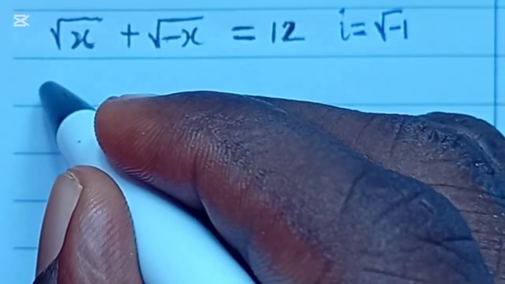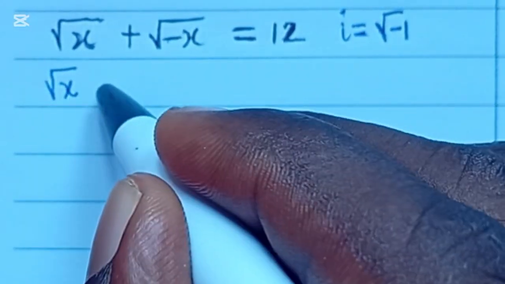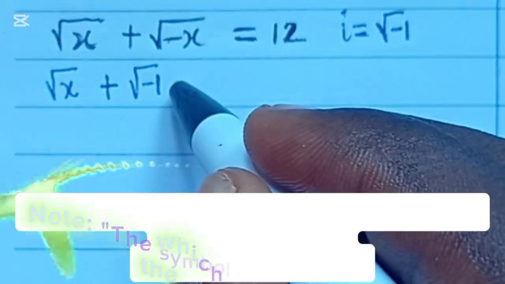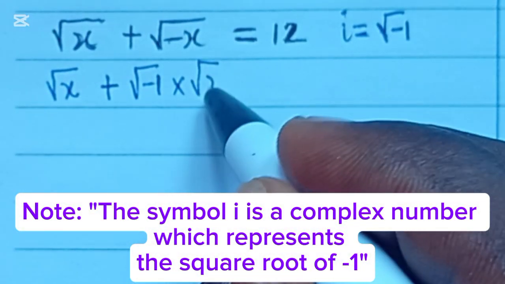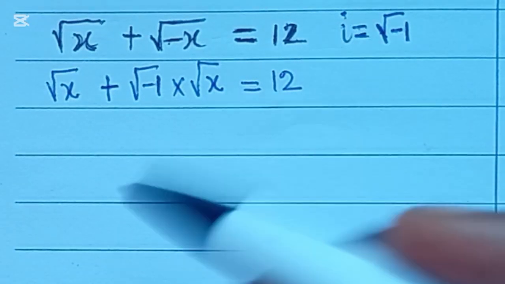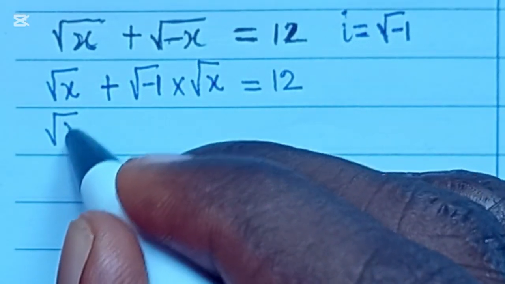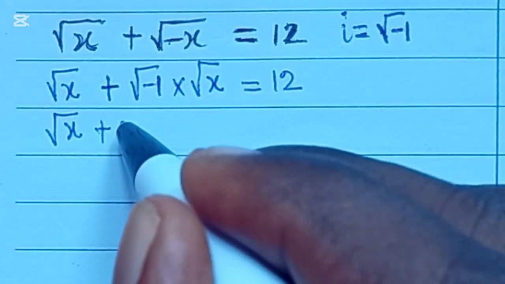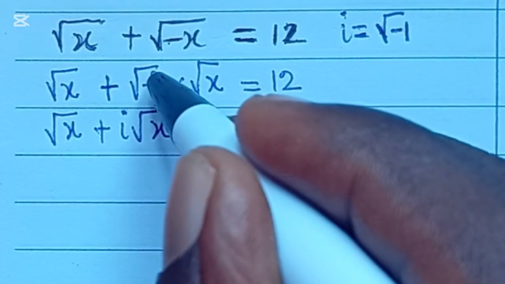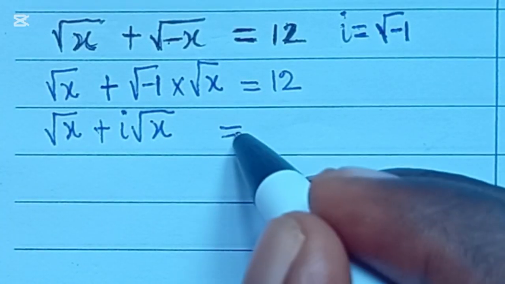So in place of this, we can rewrite this as the square root of x plus the square root of minus 1 times the square root of x is equal to 12. In place of minus 1, we're going to put i. So this becomes the square root of x plus i square root of x. You see? In place of minus 1, we're putting in that, and then we'll get 12.